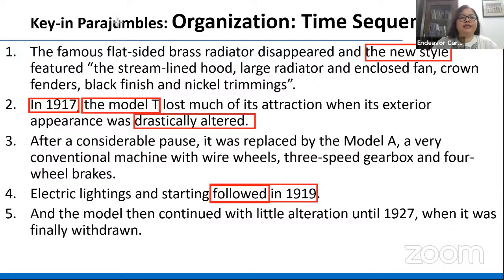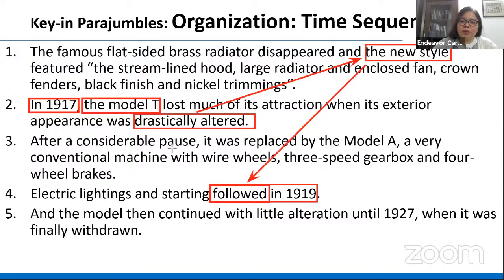Correct? So I'll start with 1, all right? So drastically altered, I mean start with 2. 2 leads us to 1, which describes the new style. And then you have further changes happening, followed in 1990, right? So 2, 1, 4. Now comes the trick.